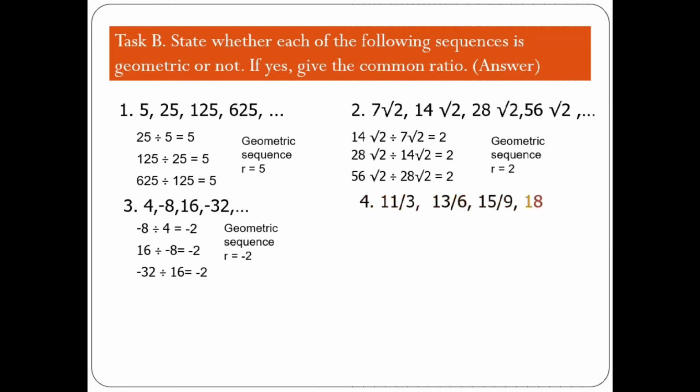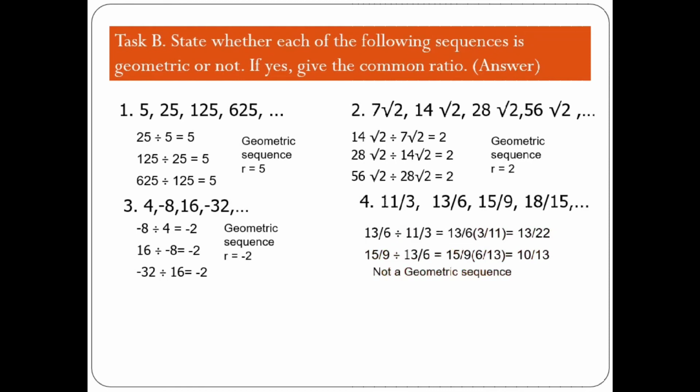Number 4, 11 over 3, 13 over 6, 15 over 9, 18 over 15, and so on. 13 over 6 divided by 11 over 3 is equal to 13 over 22. And 15 over 9 divided by 13 over 6 is equal to 10 over 13. This is not an example of a geometric sequence since there is no common ratio.